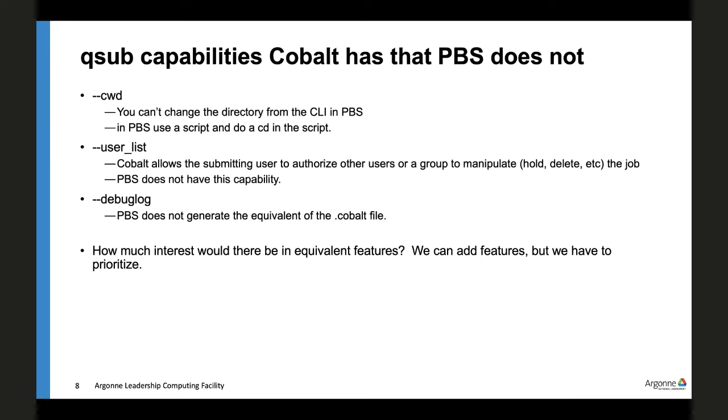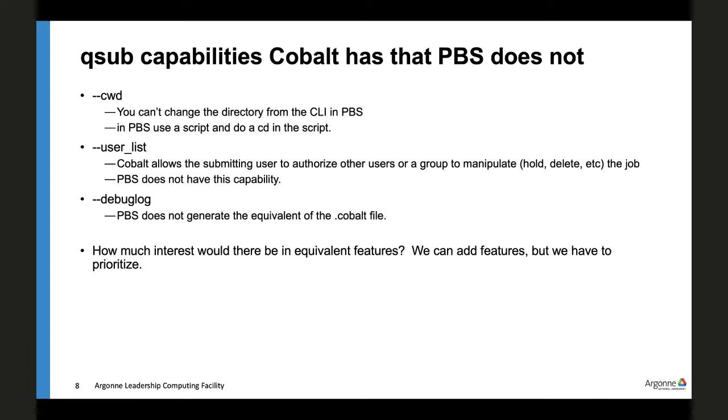Another one is a user list. So Cobalt had the ability, I could submit a job, but then I could say Sue and Bob and Jane can also manipulate this job. Now it's in the scheduler, so they can qalter, qdel, qhold, things like that. The job is going to run as whoever submitted it. It's just who can manipulate the job in the scheduler.